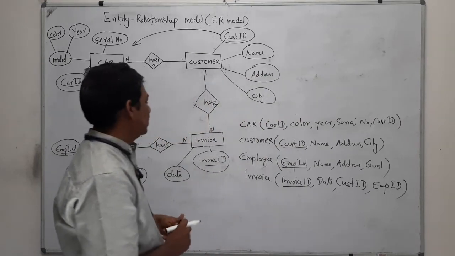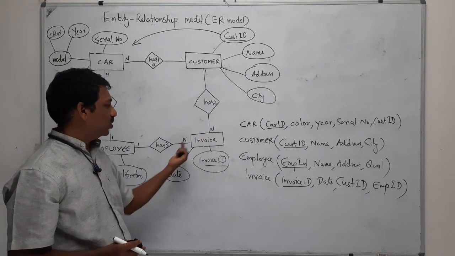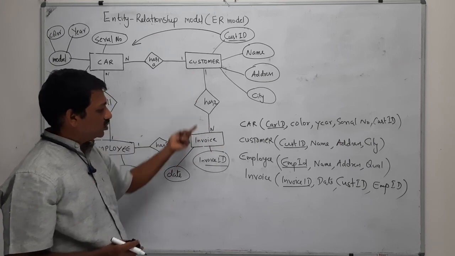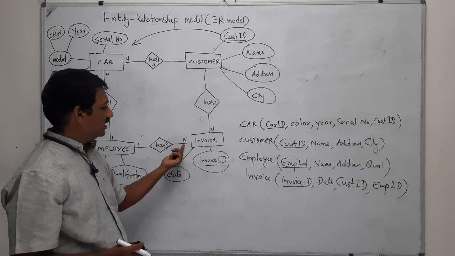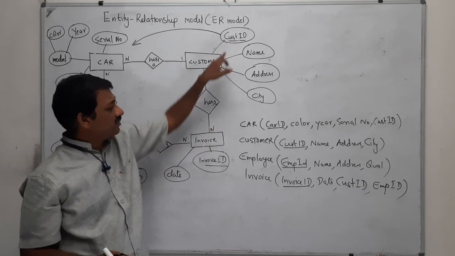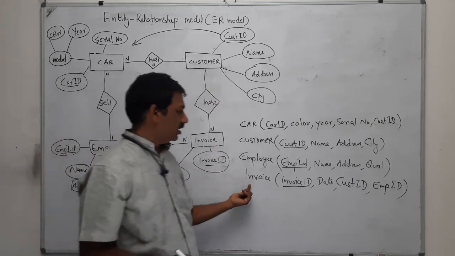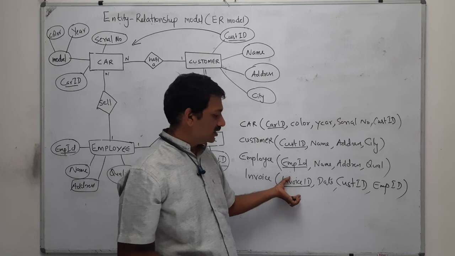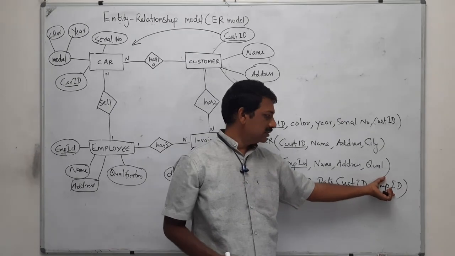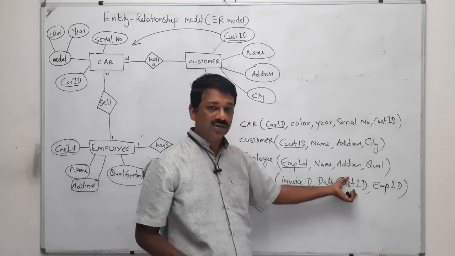That means here this invoice is taking part in 2 relationships. In those 2 relationships, the N side is on the invoice side. That is, you are adding customer ID here, employee ID also here. Now the invoice has an invoice ID that is generated by an employee with this employee ID, and it has to be given to a customer who has this customer ID.